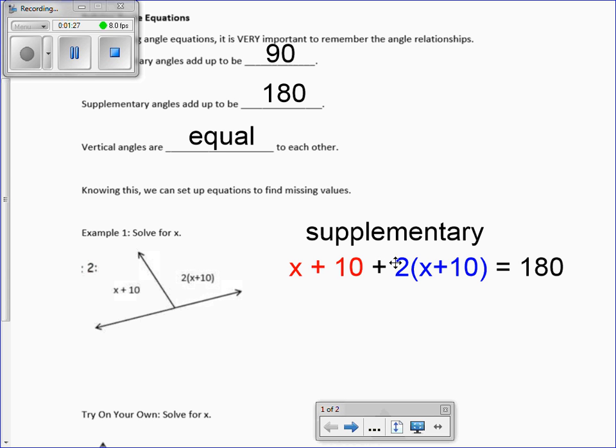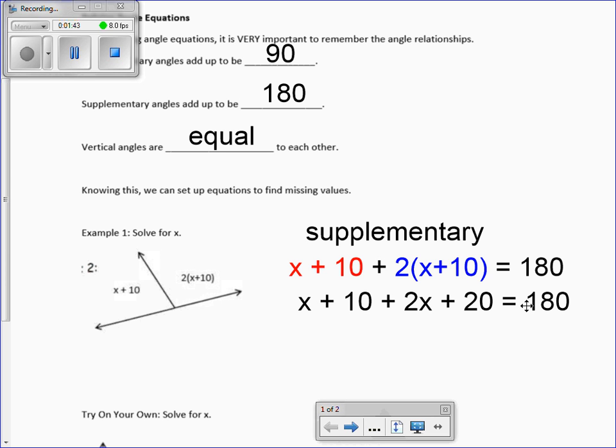So the very first thing I'm going to do is distribute, and the order which angle goes first doesn't matter. Okay? So I go ahead and distribute the 2 to the x and to the 10. So that becomes 2x plus 20 plus that original x plus 10.